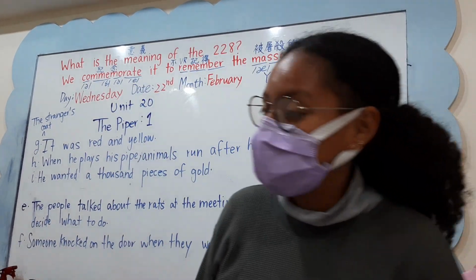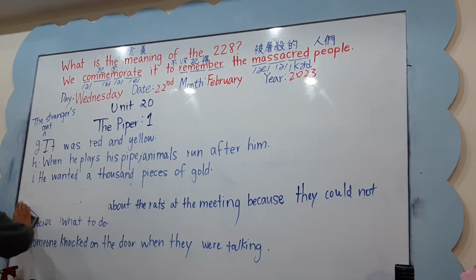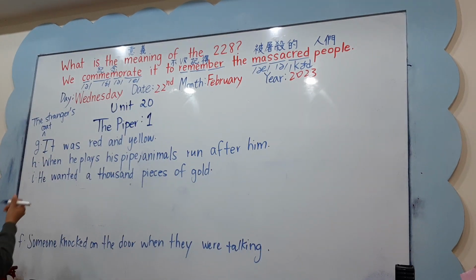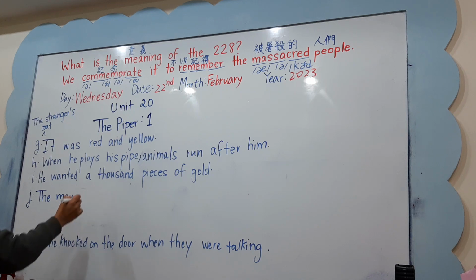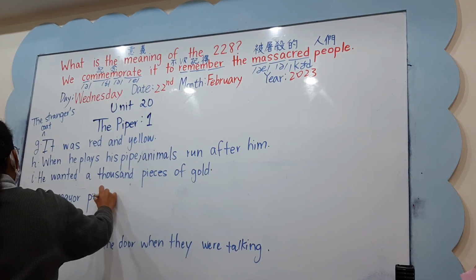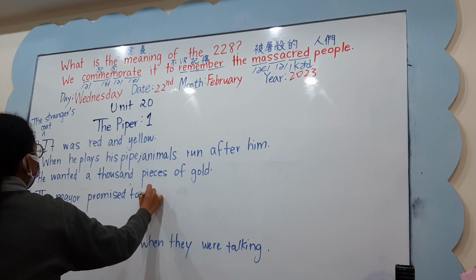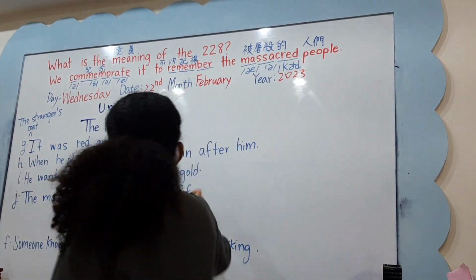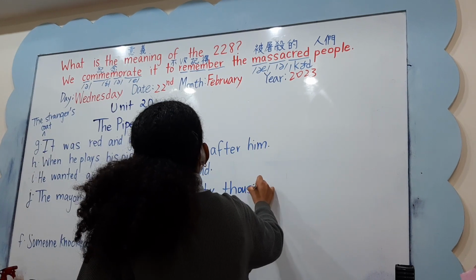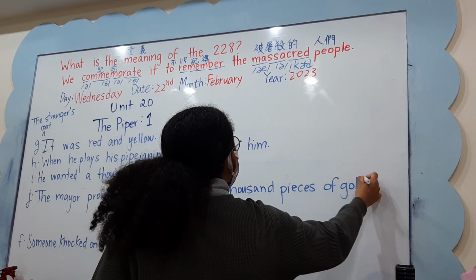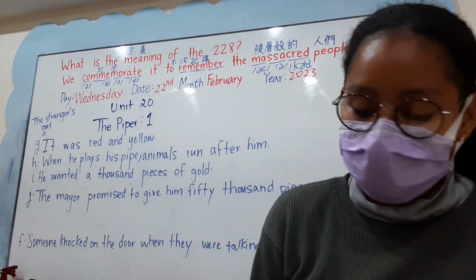And how much did the mayor promise to give him? So he wanted 1,000 pieces, but how much gold did the mayor promise to give him? How do we answer? The mayor. Okay, the mayor promised to give him 50,000 pieces of gold. So the mayor promised to give him 50,000 pieces of gold.